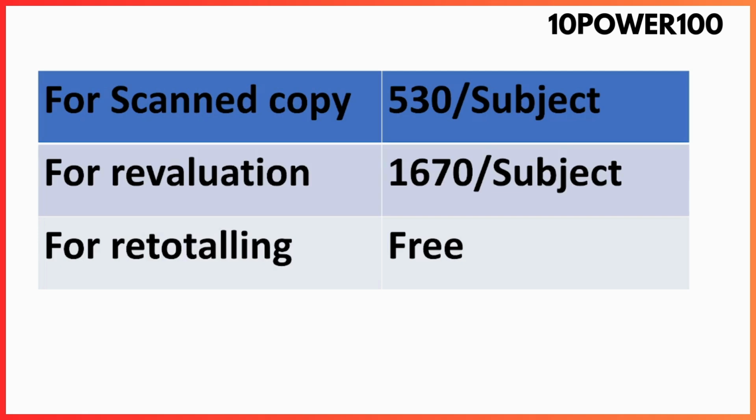And for retotaling, after getting the scanned copy, this is the first procedure where you will get the scanned copy. After seeing the paper, if you feel that there is any mistake in the total, in that case retotaling is free. For revaluation, you have to pay 1670 rupees. That is per subject.